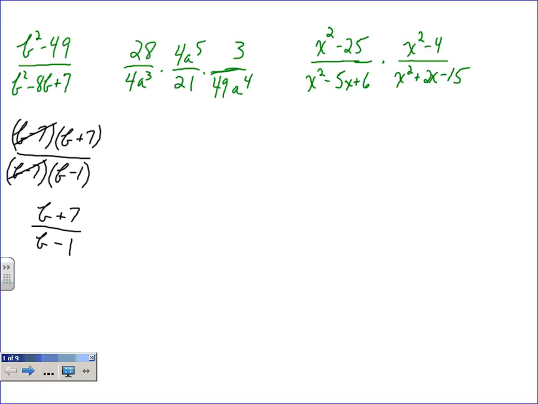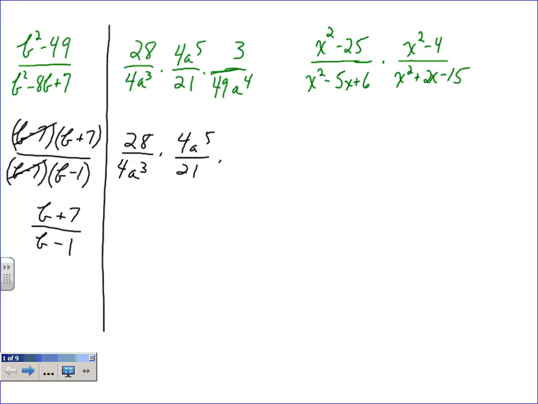Okay. Second equation. Now in the second equation, I could multiply across the top, multiply across the bottom, and then reduce it when you get to the end. That's pretty tough. So let's cross-reduce, or try and reduce up and down, and maybe simplify that a little bit. I'm going to rewrite the problem. 28 over 4a cubed times 4a to the 5th over 21 times 3 over 49a to the 4th.